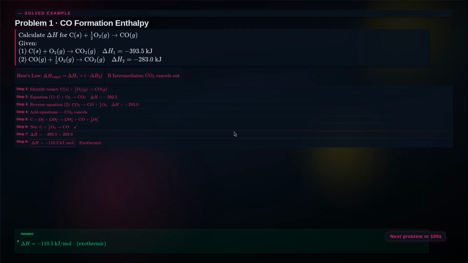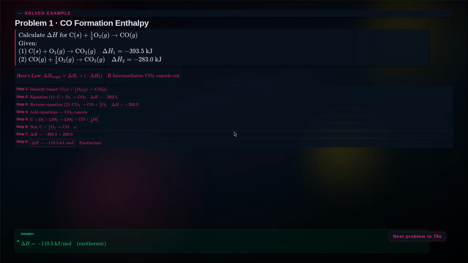Reaction 2. CO gas plus half O2 gas produces CO2 gas. Delta H equals negative 283.0 kilojoules. Our target is carbon solid plus half O2 gas produces CO gas. Step 1. Keep equation 1 as given. Step 2. Reverse equation 2 to get CO as product.